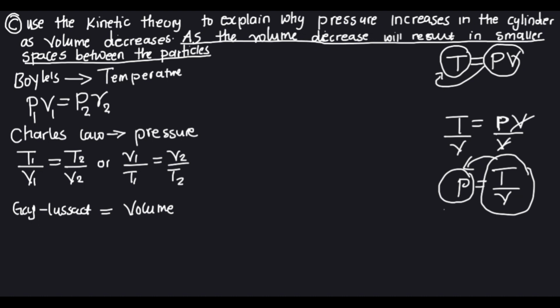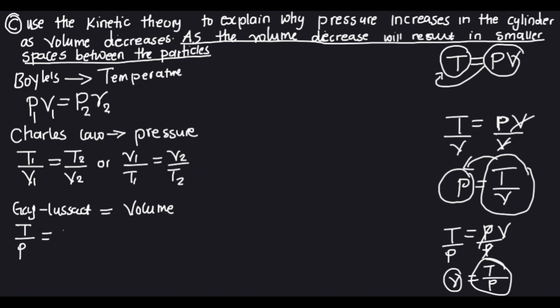So let's go back to our formula. Our formula is T is equal to PV. This time, let's make V the subject of the formula. So we divide by P, also here by P. So we can say that V is equal to T over P. Here we are going to substitute with this. So this will be T over P, T over P. Then we'll consider this as temperature 1, pressure 1, temperature 2, pressure 2, or pressure 1 over temperature 1 is equal to pressure 2 over temperature 2.